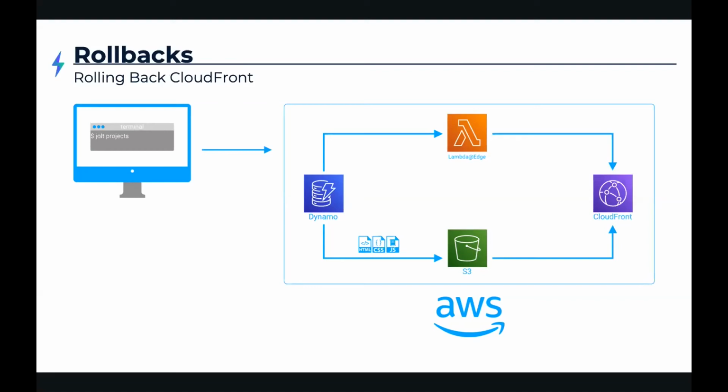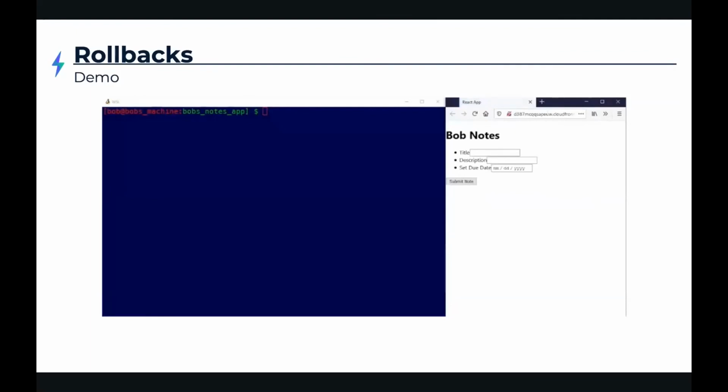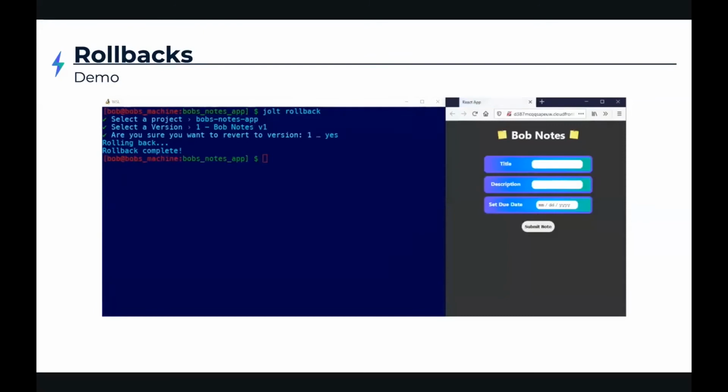Let's see how this process works in our CLI. Jolt CLI has a rollback command that will allow users to roll back a project to any version they select. The first step is to select a project that you wish to change. Now you can select the version for the rollback. Once you select the version for the rollback, you can confirm that you want to revert to the specified version, and the process will begin. As you see here, we've now rolled back to a previous version of Bob Notes.